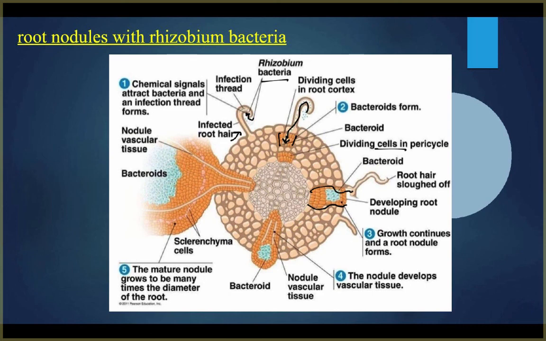Now, over time, this is going to become a well-structured part of the root. So you're going to start seeing vascular tissue forming for this bacteroid that's here. And then over time, you have the mature nodule. It can grow to many times the diameter of the root, as you saw there. And essentially, you have the bacteroids that are there.